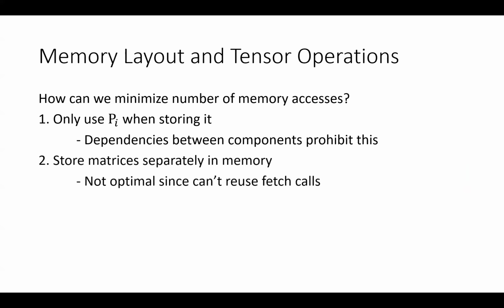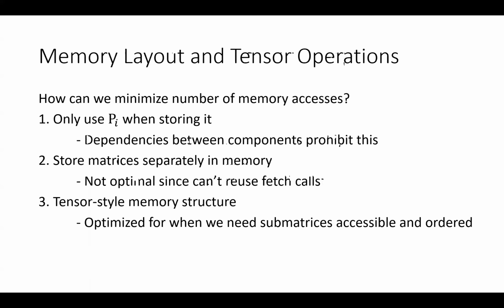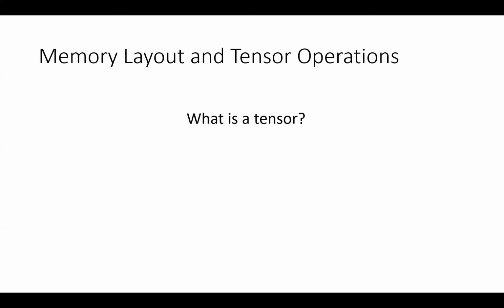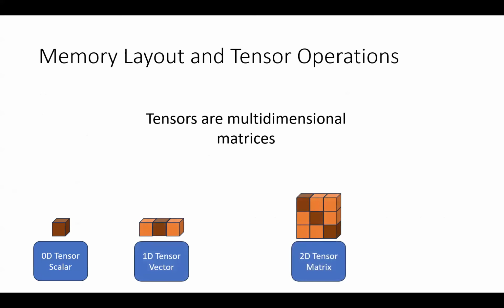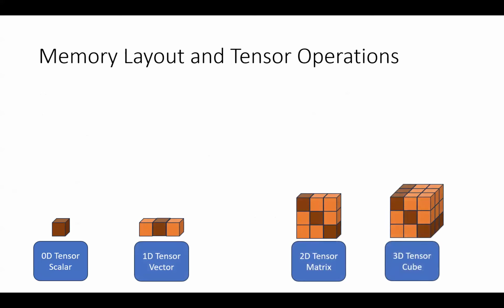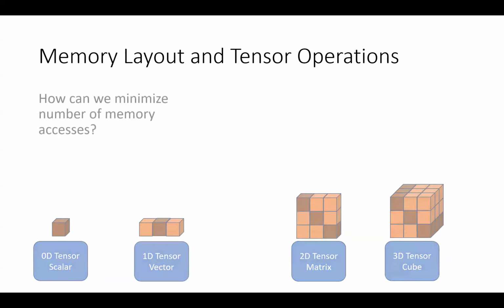Option 2, we could store the matrices separately in memory, but that's not optimal since sometimes the fetch calls overlap and we could reuse them, but we're not. A better way to do it would be tensor-style memory structures that are optimized when we need ordered submatrices. That's what we go with here. So tensors are just multi-dimensional matrices. The 0-dimensional tensor could just be a scalar. A 1-dimensional tensor is a vector. A 2-dimensional tensor is a matrix. A 3-dimensional tensor is a cube. I don't go higher than that here because that's all we're using, but it can generalize further.